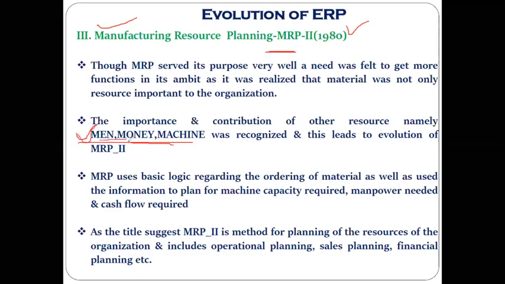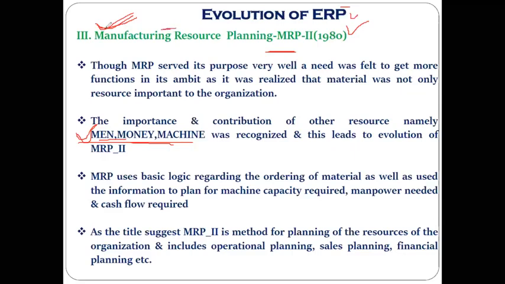No. And for that reason, the third stage of the information system comes, in the evolution of ERP. Can I call ERP an information system, using the words interchangeably? Can we utilize this? Yes or no? Yes, sir. And this is the third stage in the evolution of the information system or the evolution of ERP, that is the manufacturing resource planning.